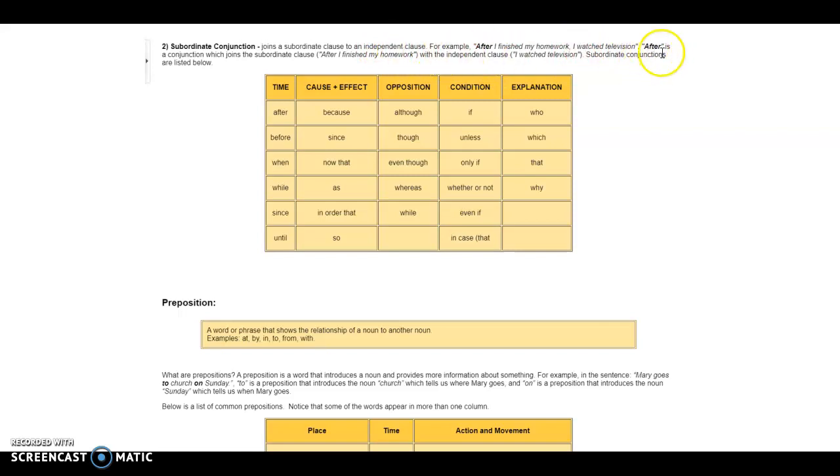So the word "after" is joining together a subordinate clause and an independent clause. It's linking them. It's allowing them to be in the same sentence and to make sense together. So "after" is a subordinate conjunction, again acting as a joining word, in this case joining together two clauses. And then here are some examples of subordinate conjunctions that you can see in writing. There are a lot of them, and you can use them in a lot of different ways, and we'll see some examples as we go here.